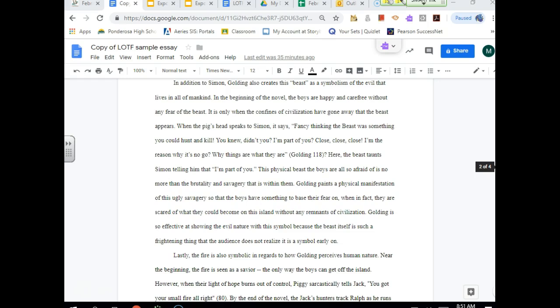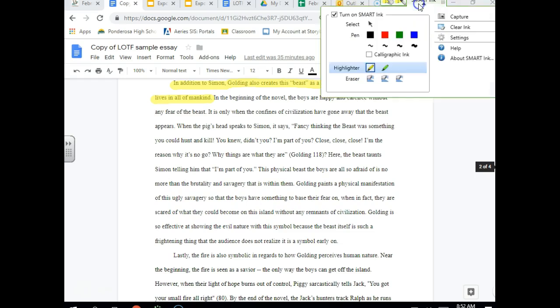Okay, so in addition to Simon, there's my transition, right? I'm adding on to body paragraph number 1. Golding also creates this beast as symbolism of the evil that lives in all of mankind. Go back to the thesis statement. Turn your pages to page 1. What aspect does this feed into the thesis statement with? The beast. Okay, that's my second point, right? Now it's here within my second body paragraph. So just like this, when you write your own essays, I should be able to look at your body paragraph and go back to your thesis and say, okay, here it is. Remember, it's your roadmap.